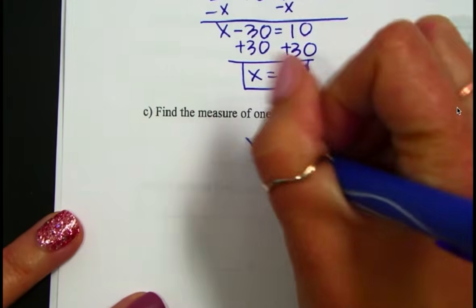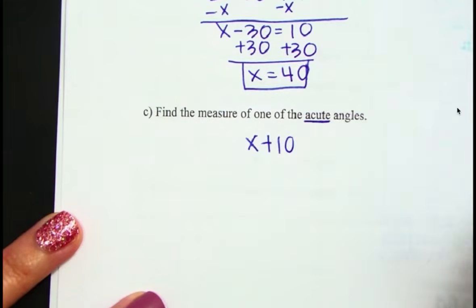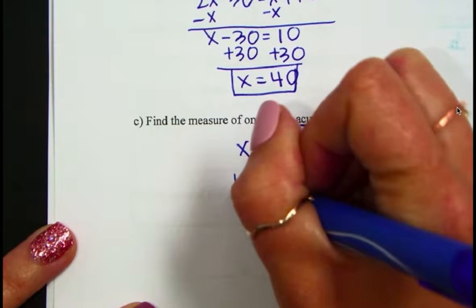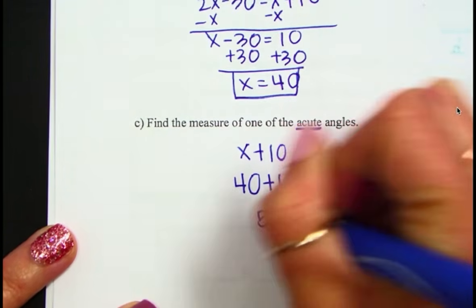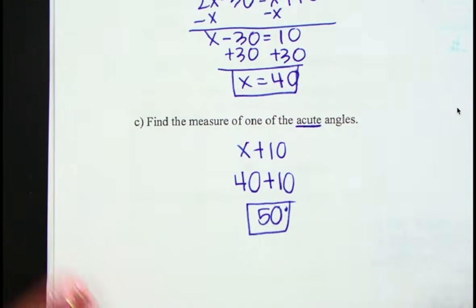So for x plus 10, I'm just going to plug in x, which I found was 40, and 40 plus 10 is 50 degrees. So the measure of the acute angles is 50 degrees.